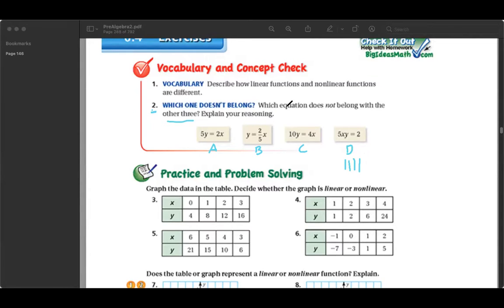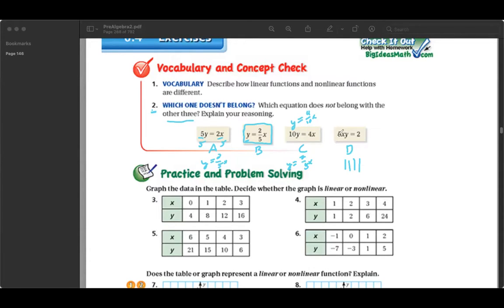So let's see why it could be. So 5y equals 2x. What I want to do is try to get it like this, where y is by itself and x is by itself. If I divide it by 5 and divide by 5, this would turn into y equals 2 over 5 times x. So those are the same. And then if we did the same for c, divided by 10, y equals 4 over 10 times x. 4 over 10 can be simplified to y equals 2 over 5 times x. So those 3 are the same. So that just leaves D.